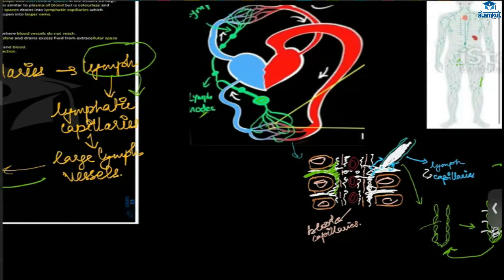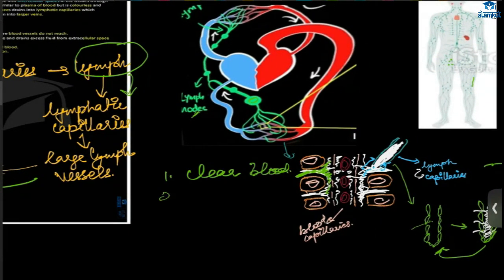Ma'am, can you repeat the first one? Clean blood. Second, fight pathogens. Third, absorb fats. These are the main functions; other functions are also there. The blood vessels will be carrying dead cells and all, so it will clean that too. Understood, right?